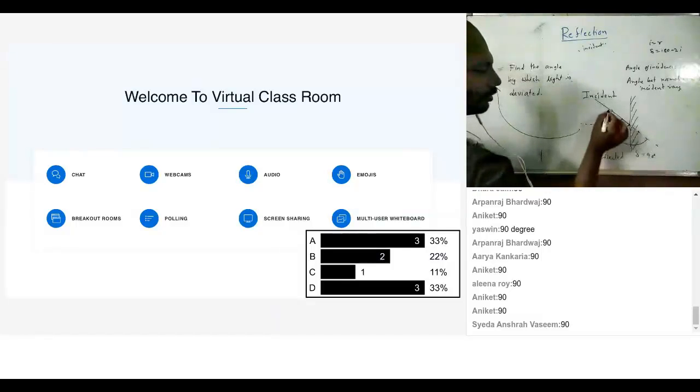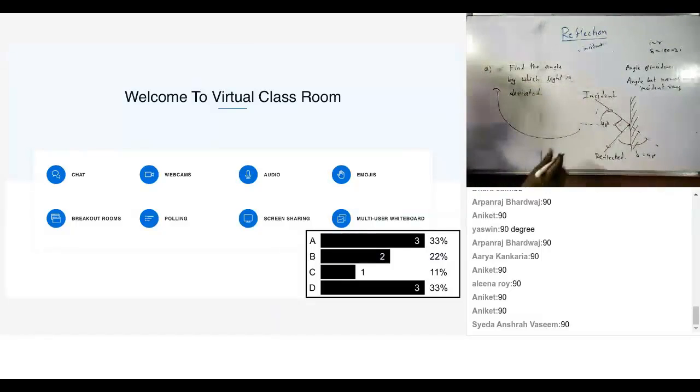The other way of doing it is what? What is the angle of incidence? The angle between the incident ray and reflected ray is 90 degrees. Then that means i plus r equals 90, or 2i equals 90, or i equals how much? 90 by 2, that is 45 degrees. I hope that is clear. Fine, so i equals 90 by 2, that is 45 degrees.